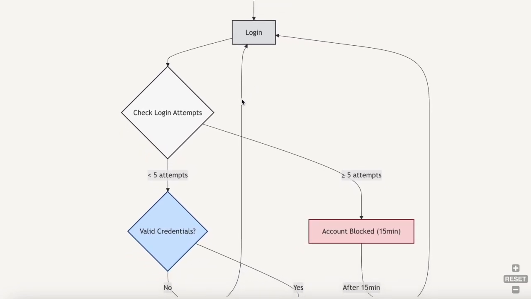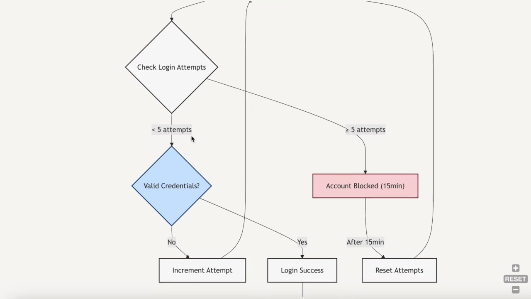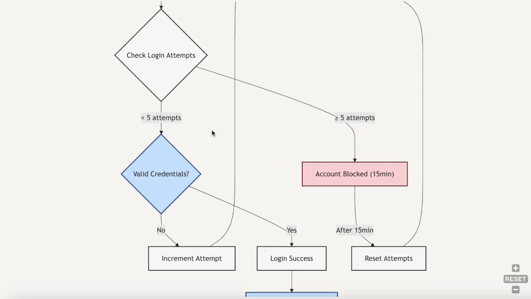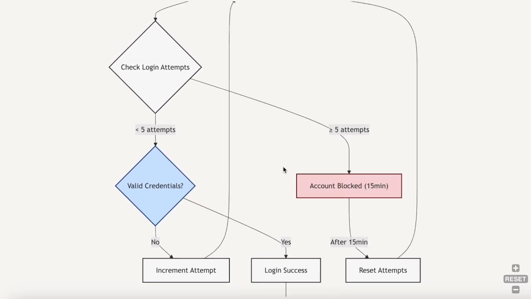Our login system includes more security measures. Users enter their email and password. Before checking credentials, we verify login attempts. So if a user made fewer than 5 attempts, we validate their credentials. If credentials are correct, we generate a JSON Web Token and grant access.